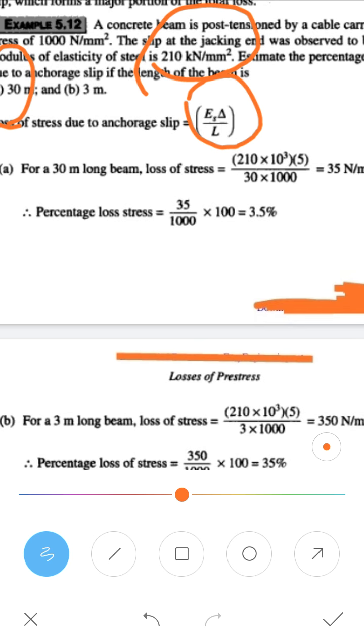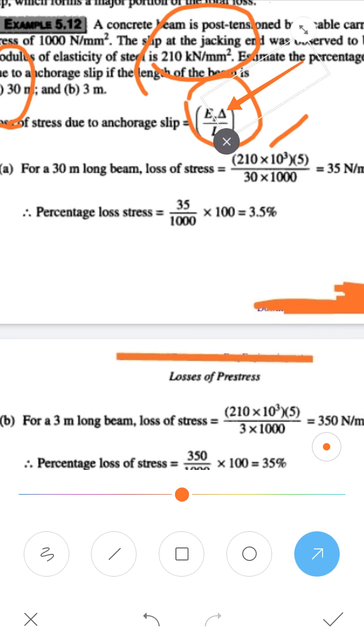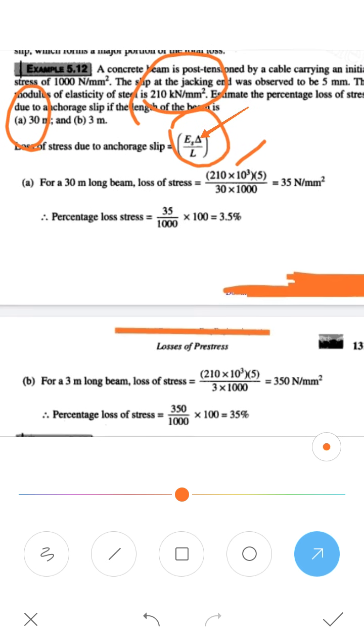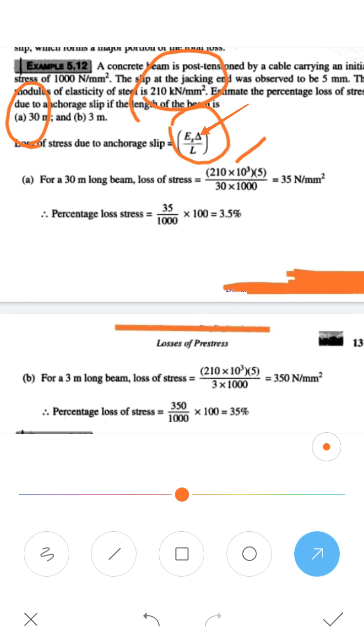You put the E value as 210 kilonewton, and put it as 10 to the power of 3. Here they have given the delta value, you have to insert it. The delta value is nothing but the anchorage slip, 5 is given. So you insert the value 5 for delta here.